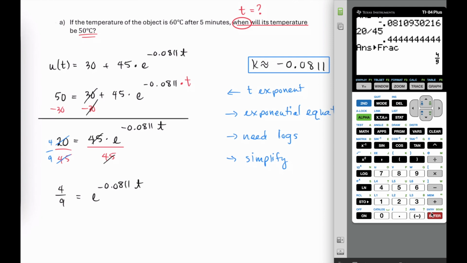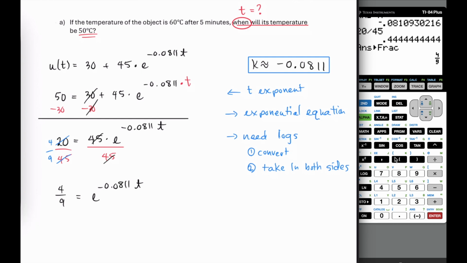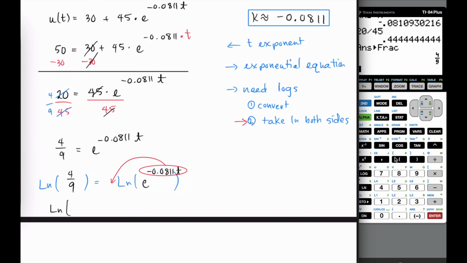This time when we bring in logarithms, remember we could either convert to log form or take the ln of both sides, but this time let's take the ln of both sides to demonstrate that process. We're going to put both sides of this equation into the arguments of the same logarithm in order to gain access to the logarithm's properties, and the one that we are most interested in is the power rule. So what we have now on the left is the ln of 4/9, and on the right we have the exponent of negative 0.0811t now times the ln of e, and the ln of e has a value of 1. So essentially on the right, that's just multiplied by 1, so we'll just have negative 0.0811t.